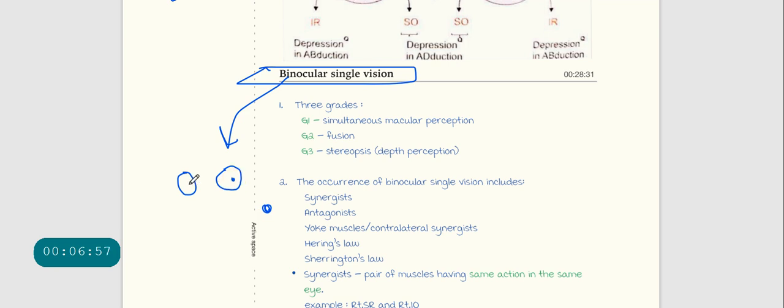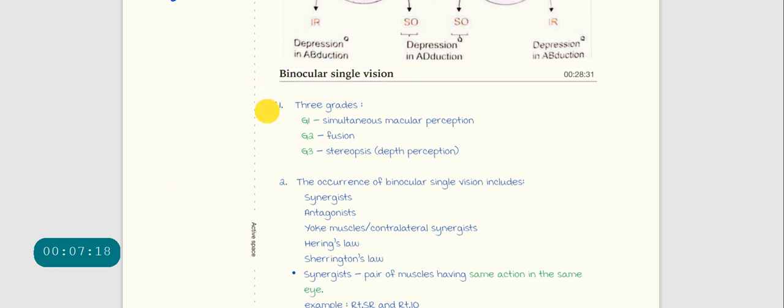Okay, if here is the object, then both the eyes would be moving towards the object over here. So this is nothing but binocular vision. Both the eyes will be moved together in the same direction, and this is due to the muscles which we studied.